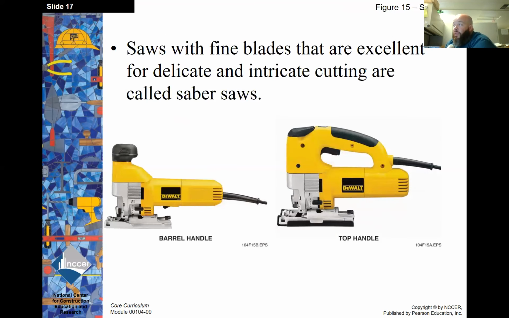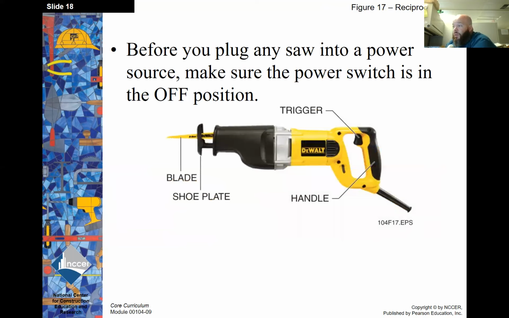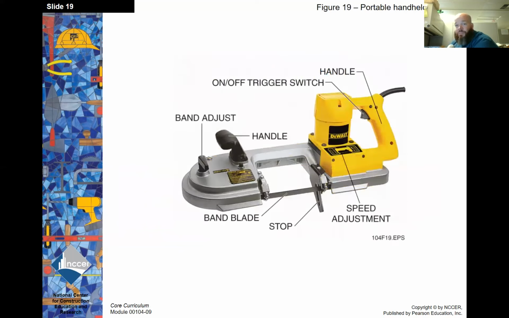Saws with fine blades that are excellent for delicate and intricate cutting are called saber saws. Remember I talked about learning the proper name for tools. Some of you might refer to these as jigsaws. Remember, it's a saber saw. A reciprocating saw, or what's commonly known as a sawzall, is what's shown here. Before you plug any saw into a power source, make sure the power switch is in the off position.